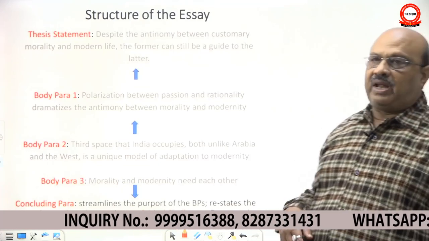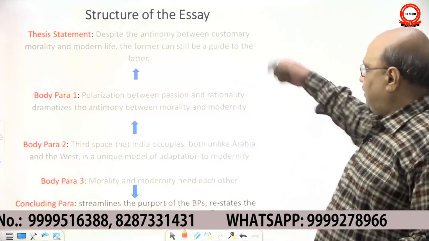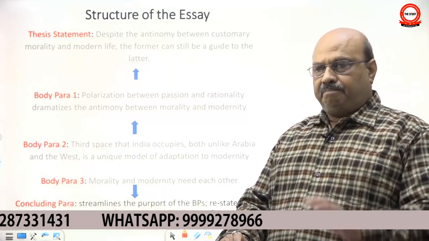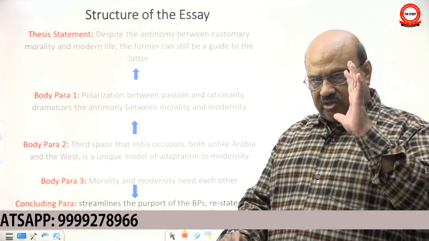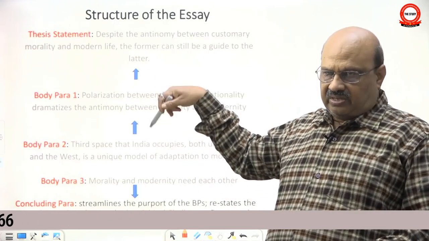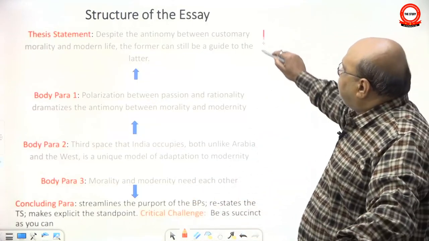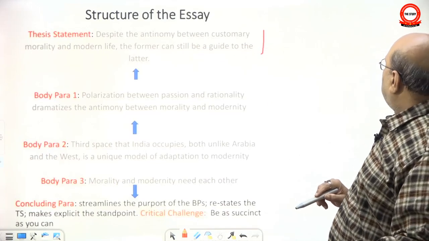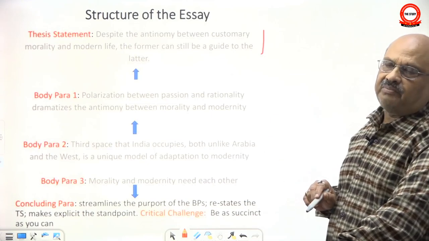Based on this conceptualization, I have this structure of the essay. Before you start writing, be very clear. Make a mind map of the structure in your mind before you start writing. So you can utilize this slide as a mind map. This is my thesis statement: despite the antinomy between customary morality and modern life, the former can still be a guide to the latter. This is what I am trying to prove.